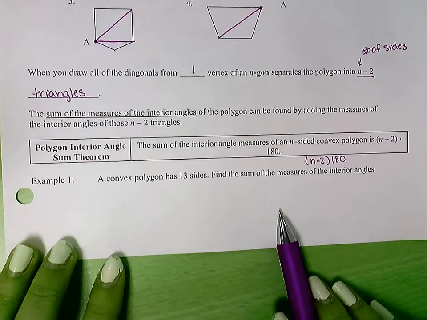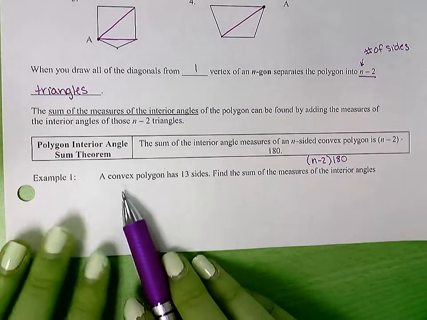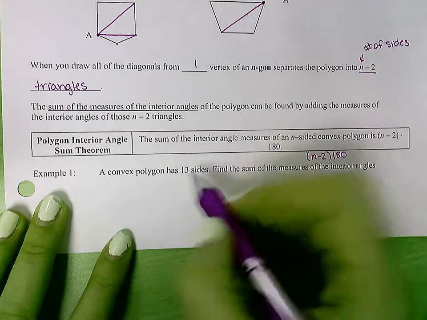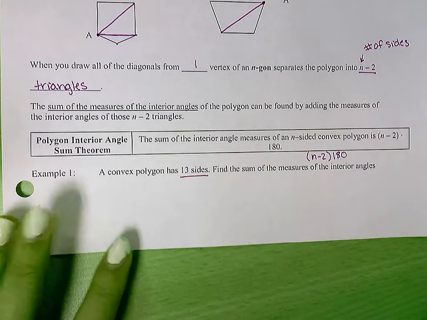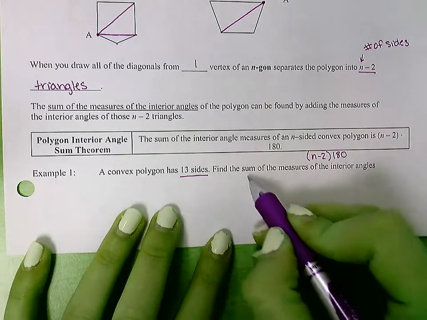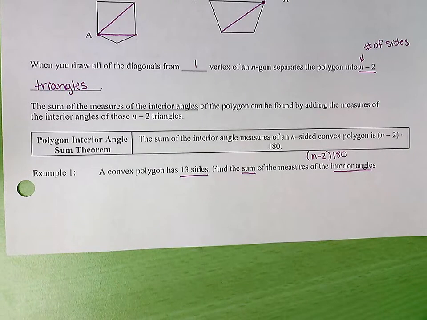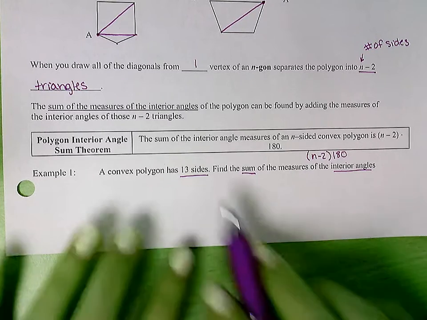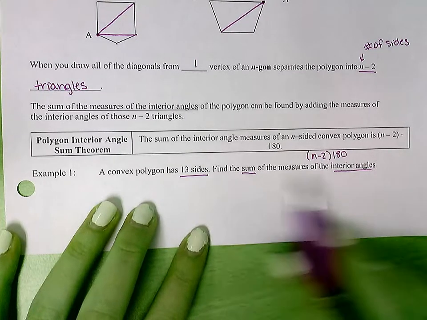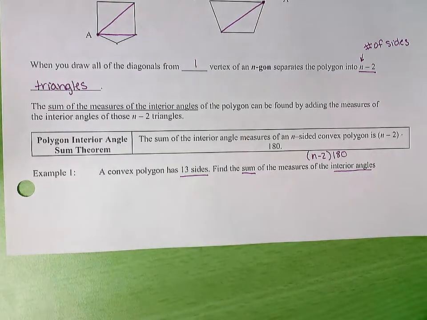So we're going to use that to do our first example here. A convex polygon has 13 sides. We want to find the sum of the measures of the interior angles. I'm picking out these keywords because soon you're going to get into finding the sum of the exterior angles, or one exterior angle, one interior angle. So you want to pick out those keywords. This one is sum and your interior angles.